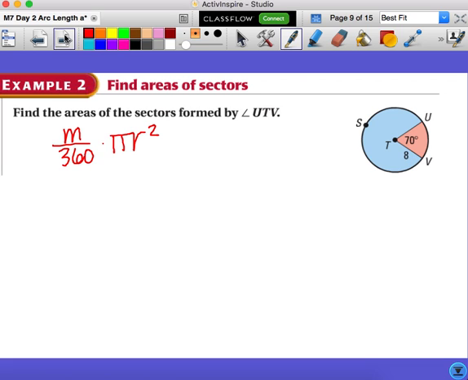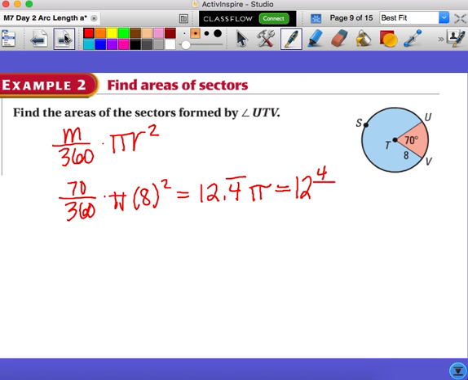So you'll notice we've got a red sector and we have a blue sector, and it does say to find the areas of both of the sectors, plural. So I'm going to start first by doing 70 out of 360 times pi times 8 squared. Now if I'm leaving this in terms of pi, which it doesn't specify, so I would take either answer, we end up with 12.4 repeating pi. Since 0.4 is repeating, we could rewrite that. Any number that repeats like that can be rewritten as over 9. So 12 and 4/9 pi.